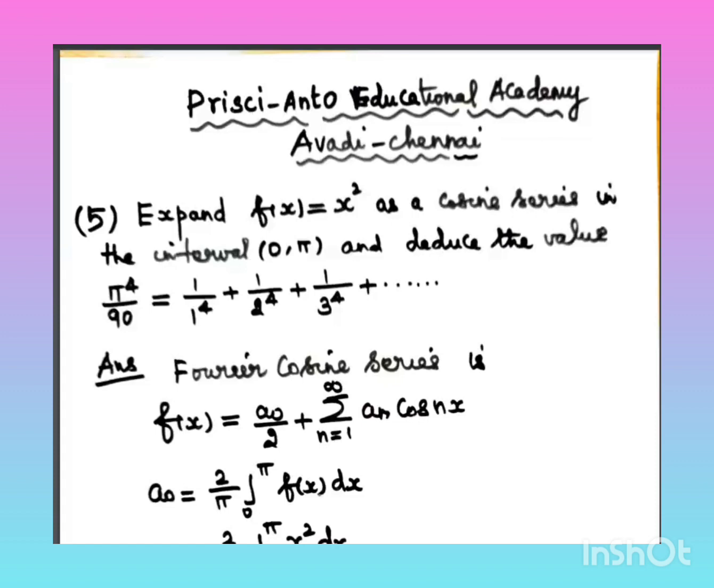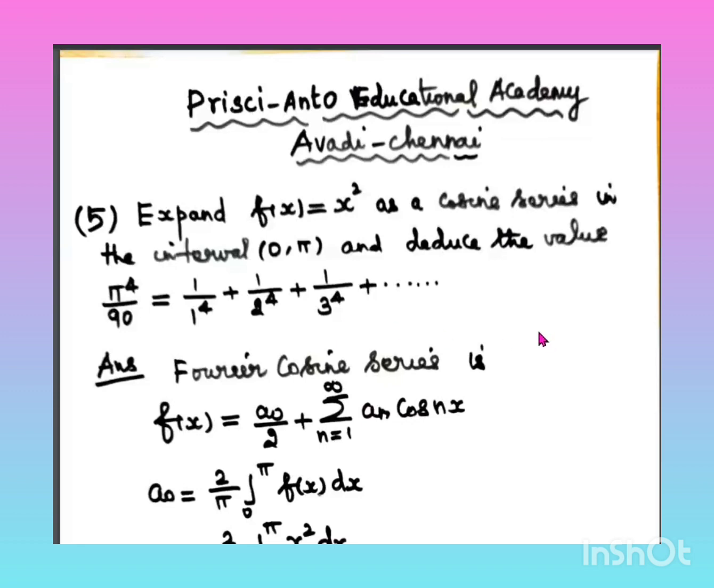Expand f of x is equal to x square as a cosine series. Cosine series means half-range cosine series problem, in the interval 0, pi, and deduce the value pi power 4 divided by 90, which is equal to 1 divided by 1 power 4 plus 1 divided by 2 power 4 plus 1 divided by 3 power 4 plus etc. So this is the question.